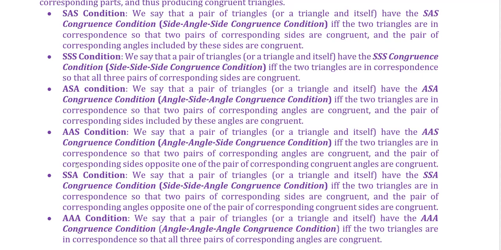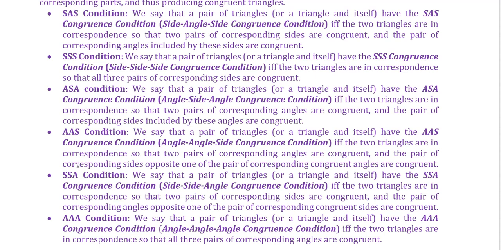The SSA condition is different than the SAS condition. It says that we have a pair of triangles or triangle itself have the SSA, or side-side-angle, congruence criterion condition if the two triangles are in a correspondence, so the two pairs of corresponding sides are congruent, and the pair of corresponding angles opposite one of the pair of corresponding congruent sides are congruent.